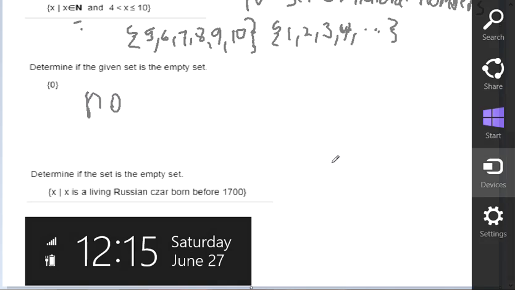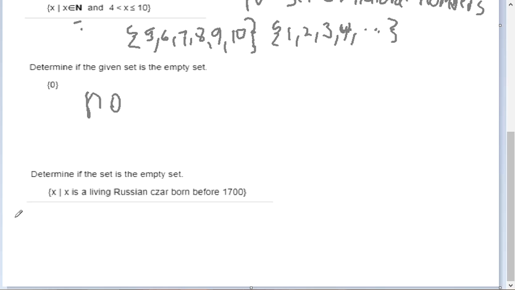Okay. Moving on here, we have determine if this set is empty. So again, this is set builder notation. X such that, that's what that line means. X is a living Russian Tsar born before 1700. Well, I'm pretty sure there's not a living person born before 1700. So in this case, yes, the set of all of the living Russian czars that were born before 1700 would indeed be the empty set. So for this one, we can certainly say yes.